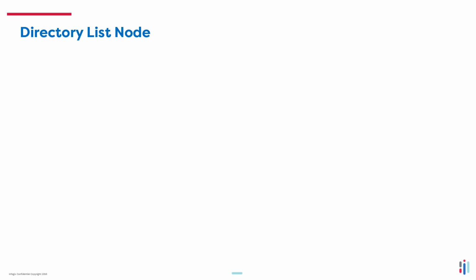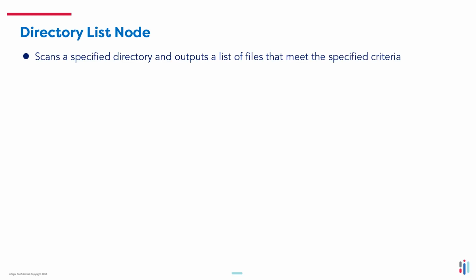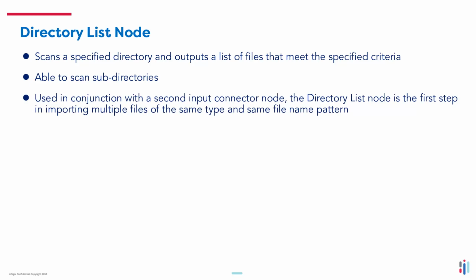The Directory List node scans a specified directory and outputs a list of files that meet the specified criteria. By default, the Directory List node will scan the directory that is specified, but settings can be changed so it also scans subdirectories. This node is often used in conjunction with a second input connector node that will import the data from the files listed by the Directory List node.